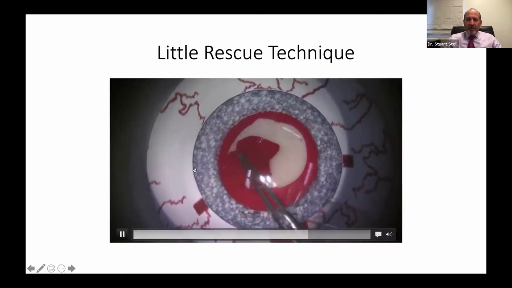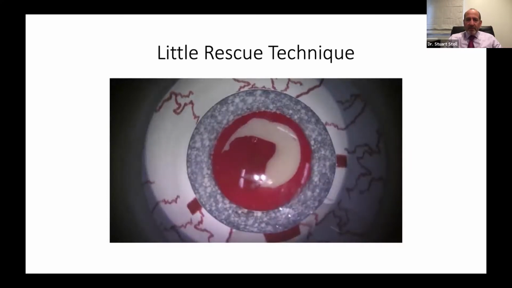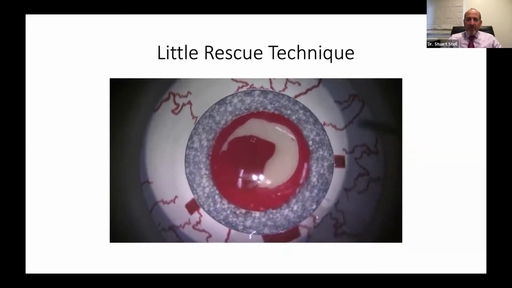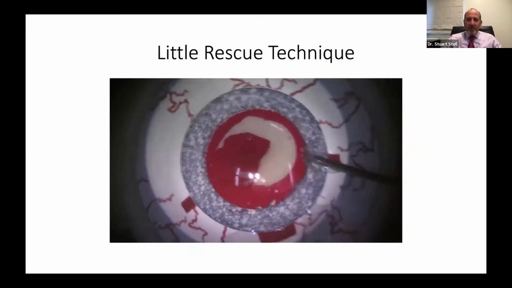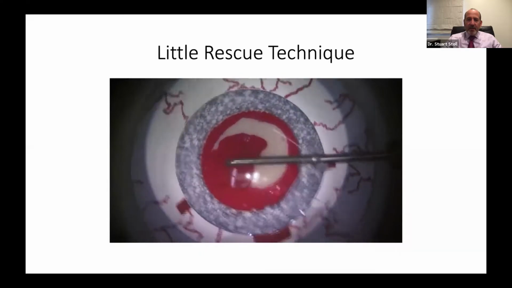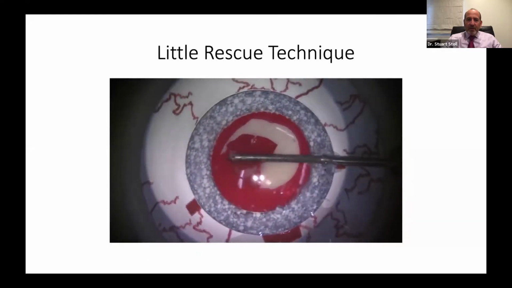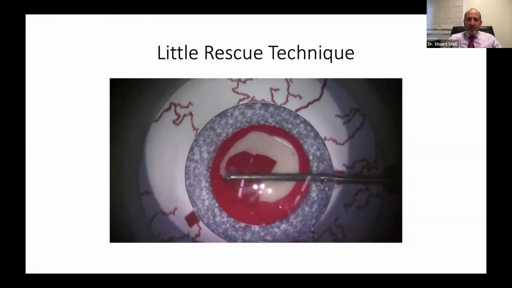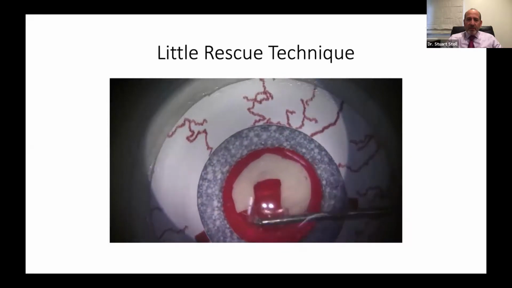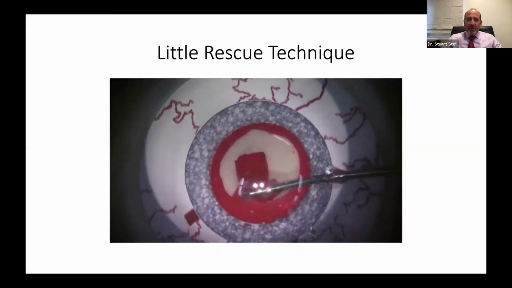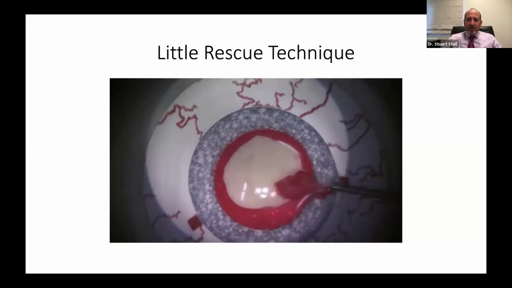Oh, that's a really tough angle, isn't it? That's a very difficult angle. So you might have to make another paracentesis or go in through a different side port, come in with a different forceps that can go through a small paracentesis, and now we can grab it at the proper angle, and we can grab the capsule and continue on more easily. And one last time, finish it off.